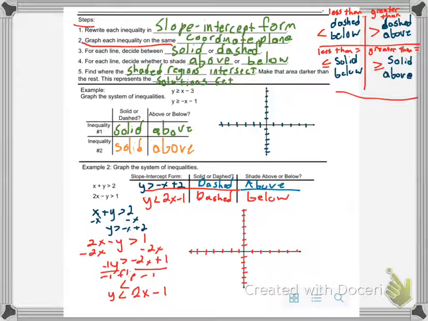If you look over here, here's your rules. Less than, you'll have a dash. Greater than, you'll have a dash. Less than or equal to, you'll have solid. And greater than or equal to, you'll have solid.